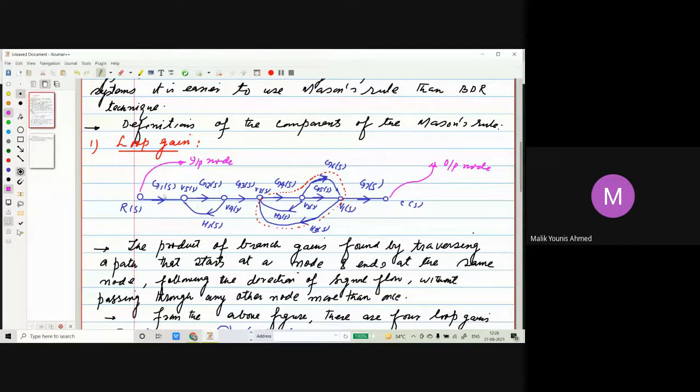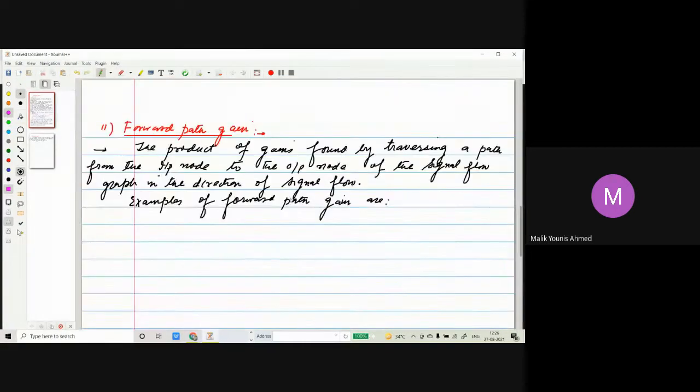So then number one path will be G1, G2, G3, G4, G5, G7. So that will be number one path. Number two path will be G1 of S, G2 of S, G3 of S, G4 of S, then G6 of S, and G7. Again, we are moving from the input node towards the output node in the forward direction, in the direction of the signal flow, without encountering any node more than once.